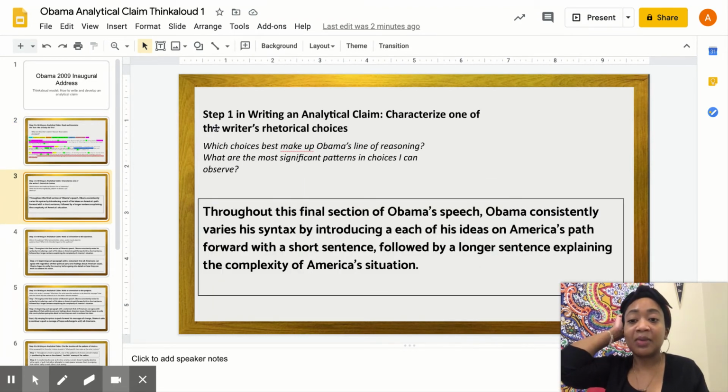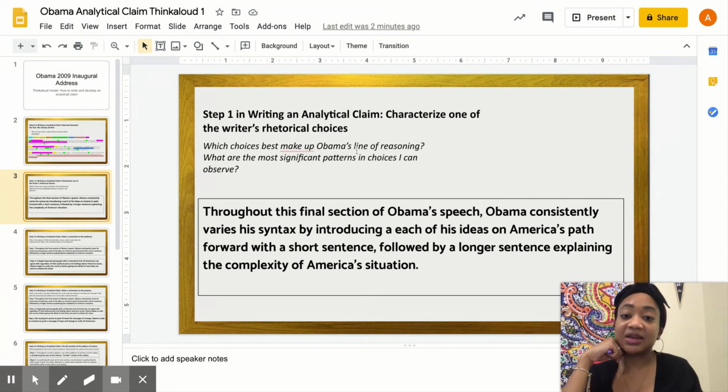So my first step was to characterize a rhetorical choice. So what choice best makes up Obama's line of reasoning? I said varied syntax because we talked about in JFK's inaugural address how an author can use a short sentence to make a statement, usually one that lots of folks can agree with, and then he'll follow that statement up with a longer sentence explaining his idea or rationale, right? But that short sentence kind of grabs everybody's attention and gets everybody on the same page.